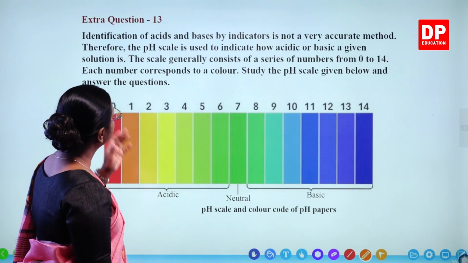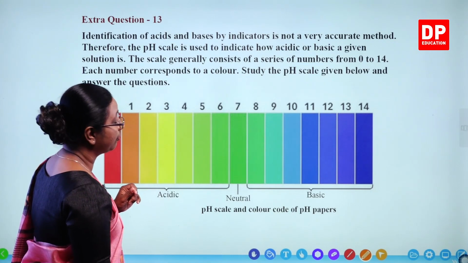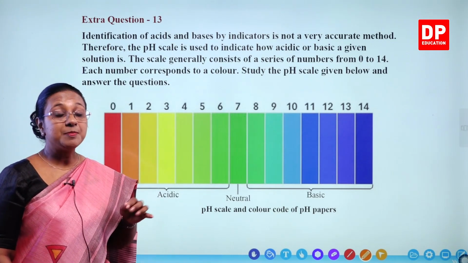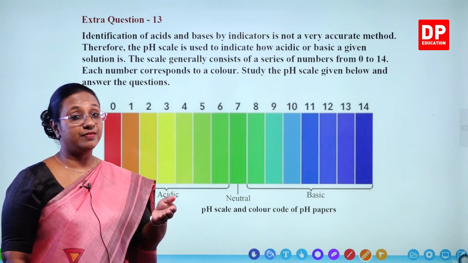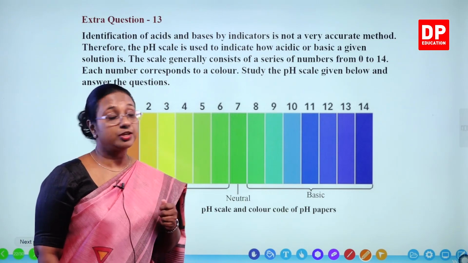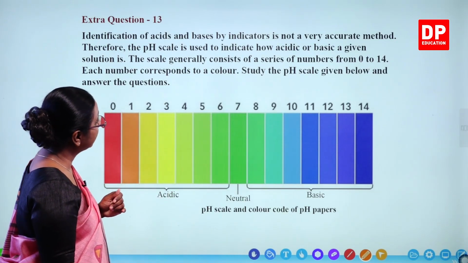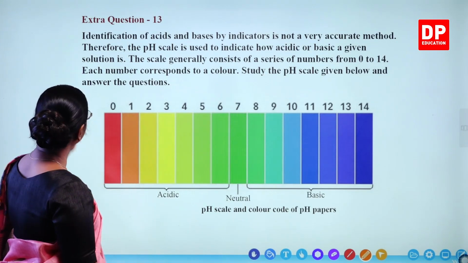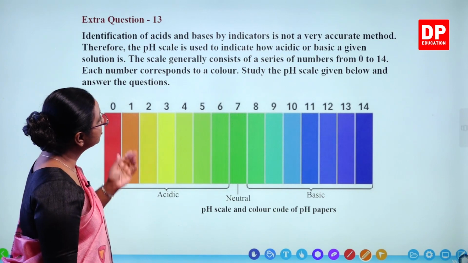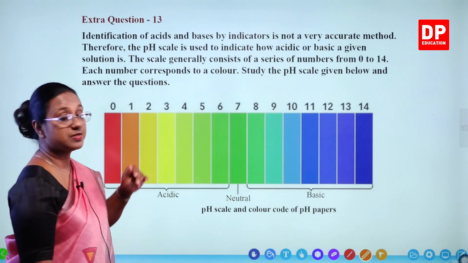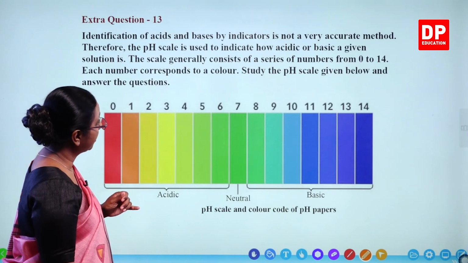Identification of acids and bases by indicators is not a very accurate method. Why? Because you cannot identify whether it's a strong acid or a weak acid, strong base or a weak base. Therefore, the pH scale is used to indicate how acidic or basic a given solution is. The scale generally consists of a series of numbers from 0 to 14. Each number corresponds to a color.